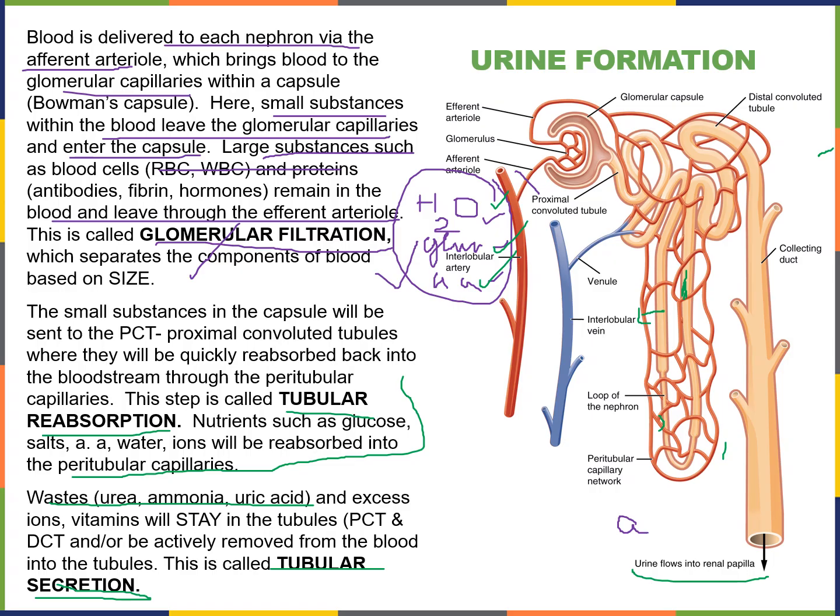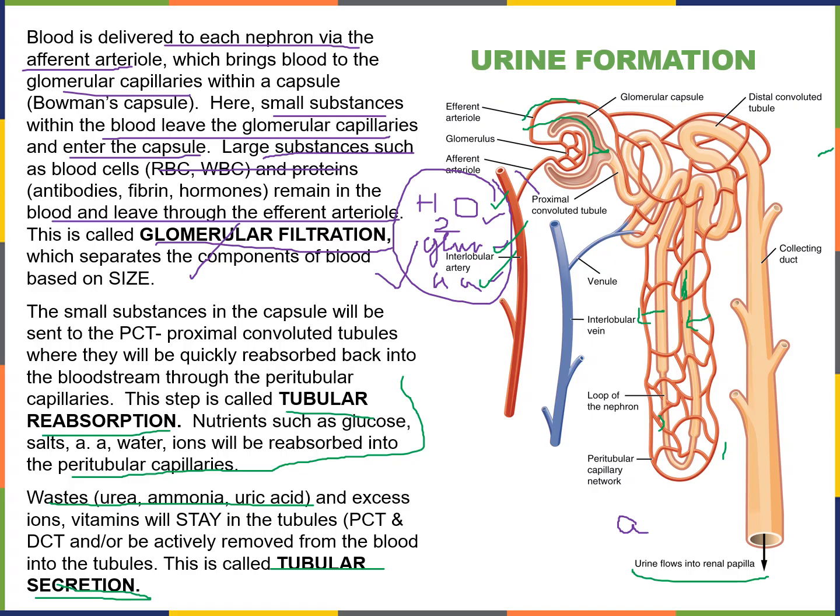Tubular secretion is where substances that are traveling in blood... So sometimes drugs are too large to be filtered here in the glomerulus. So they can't make it into filtrate, so they have to travel in the blood. But we don't want them staying in blood. We want them to get out of the body. So they can then be put from blood into the tubule system.